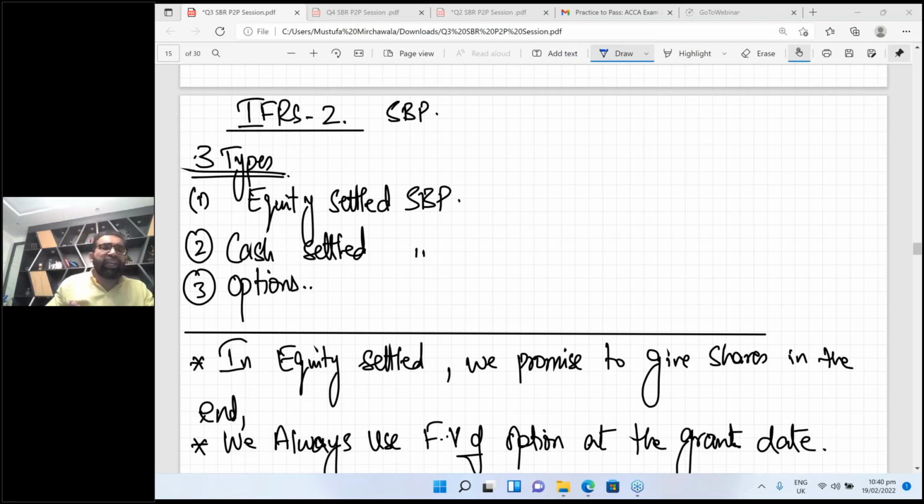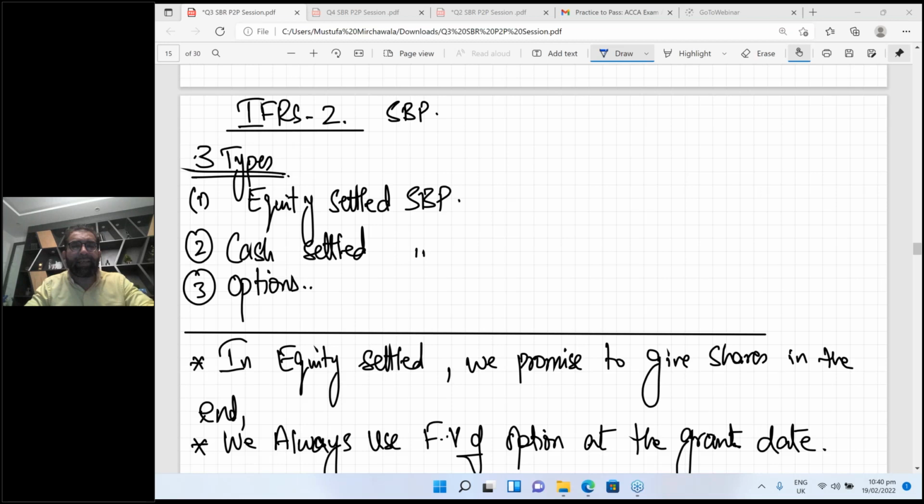You know, there are three types of share-based payment. Number one, equity settled share-based payment. Equity settled means today I gave a target to employees that to stay with me 3 years, and after 3 years I'll give you my own company shares, strictly pure shares. That means this transaction will be settled purely in equity.